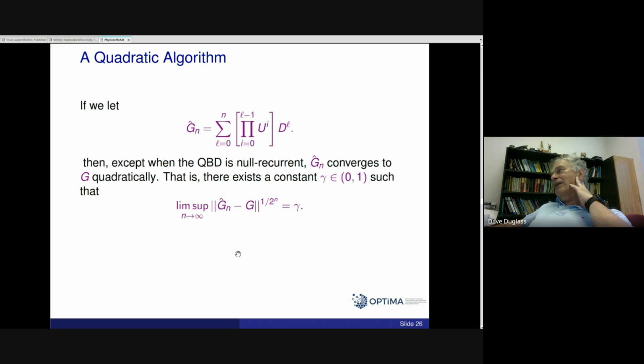So obviously, we can't evaluate an infinite sum computationally, but let's say we truncate that sum at some finite level, and let's call that G n hat. Well, what Latouche and Ramaswamy showed is that except when the quasi-birth and death process is null recurrent, the matrix of partial sums converges to G quadratically. And what that means is there exists a constant, gamma, such that the difference between G hat n and G goes down like gamma to the 2 to the power n. So it doesn't go down linearly, it's not gamma to the n, it's gamma to the 2 to the power n.